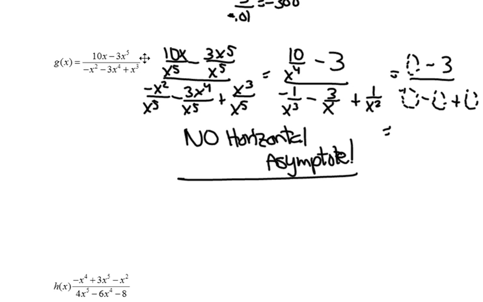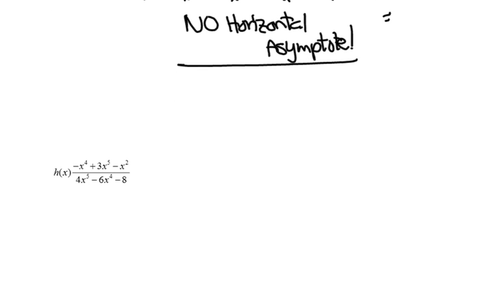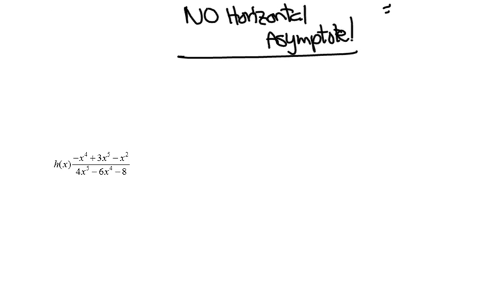And again, the degree of the top is 5. The degree of the bottom is 4. Okay, we don't have a horizontal asymptote here. Okay, one other example I want to take a look at then. So again, notice here, the highest exponential power is 5. So I'm going to divide every single term by x to the fifth.